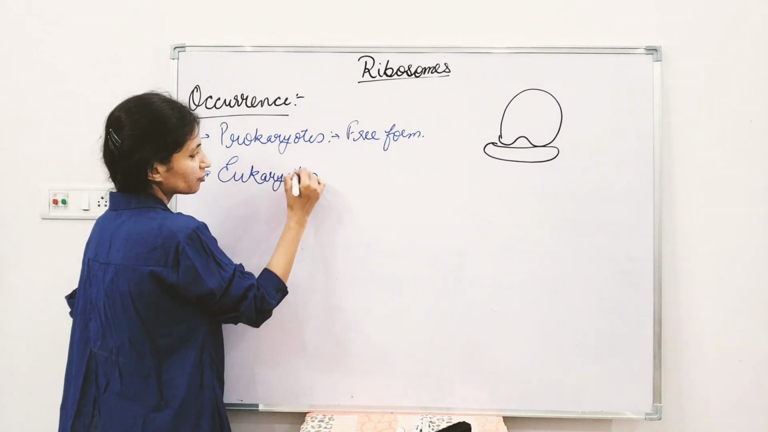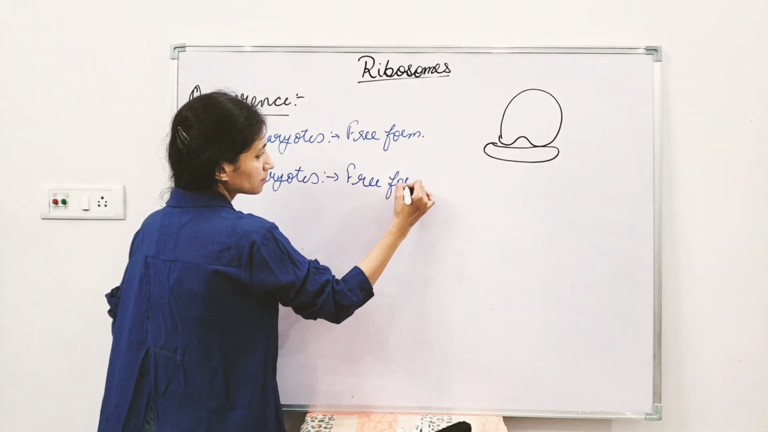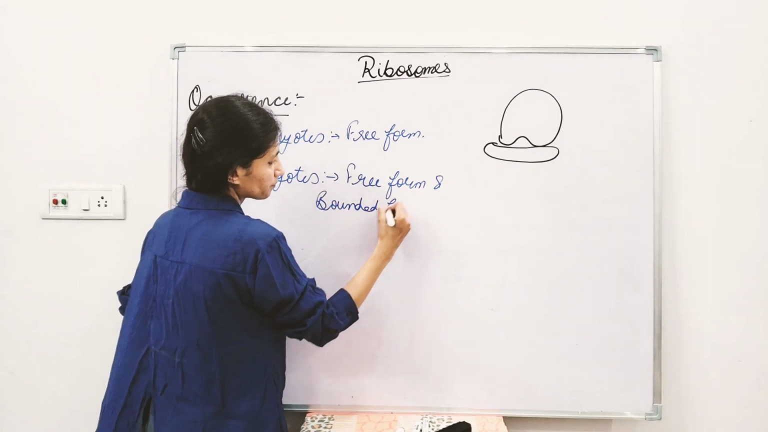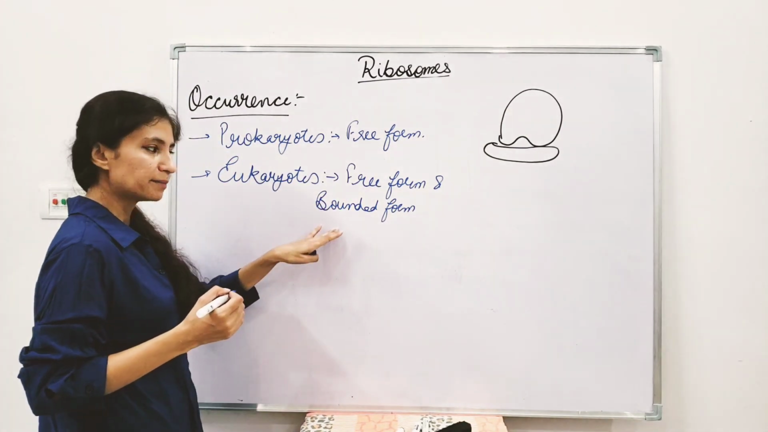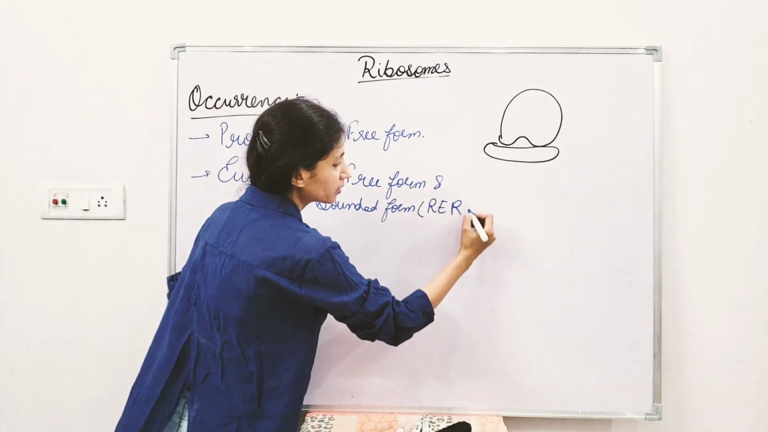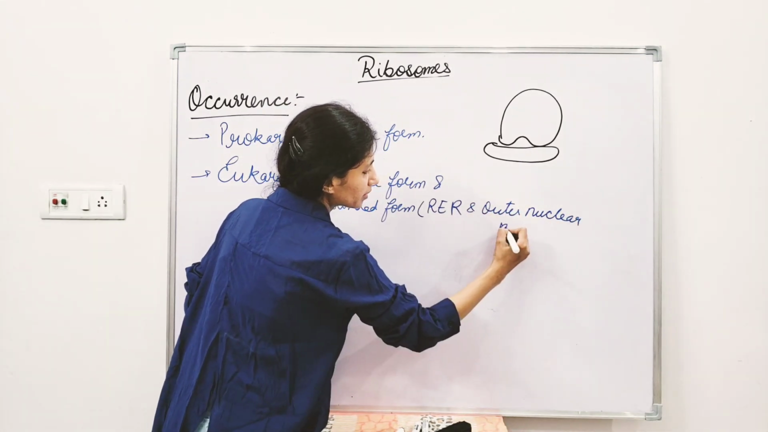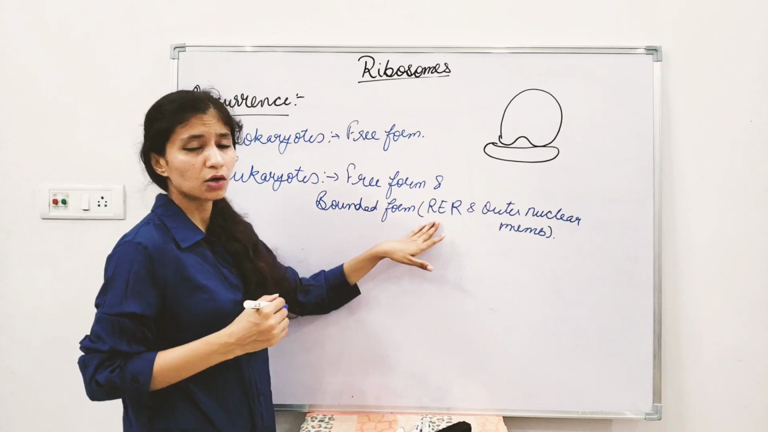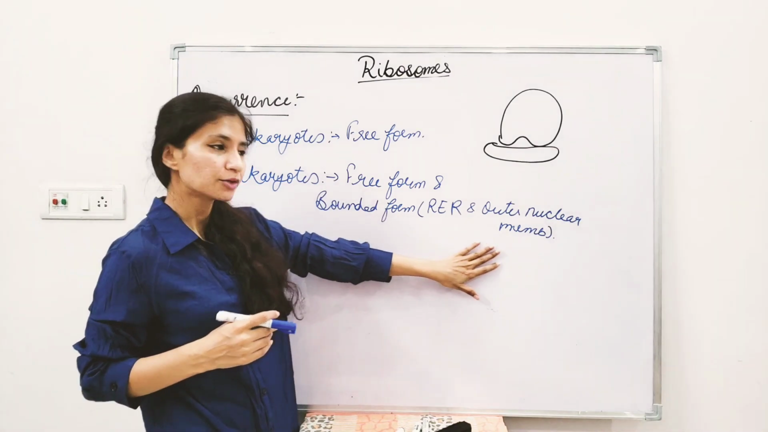Whereas in eukaryotes, you can find them in free form and bounded form. In bounded form, you will find them on the RER, that is the rough endoplasmic reticulum, and on the outer nuclear membrane. You will find them on two organelles: the endoplasmic reticulum, giving it the shape of RER, the rough endoplasmic reticulum, and the outer nuclear membrane.